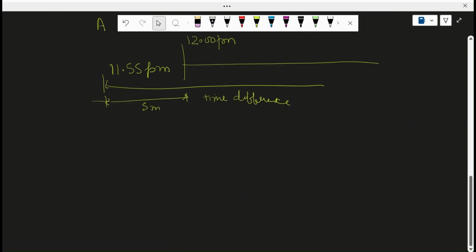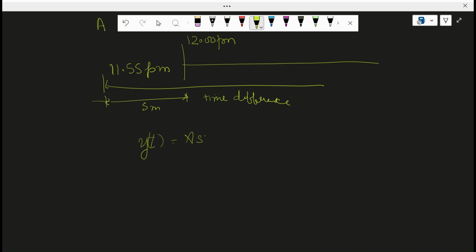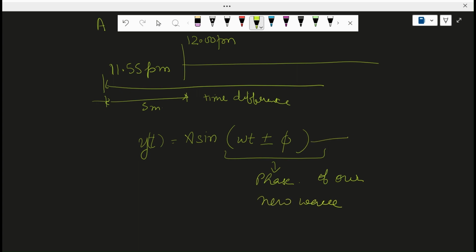So now how can we write our definition? How can we write our equation? That will be A sine omega t plus minus phi. This is the complete phase of our new wave, which may lead or may lag. Lead means positive sign, lag means negative sign.